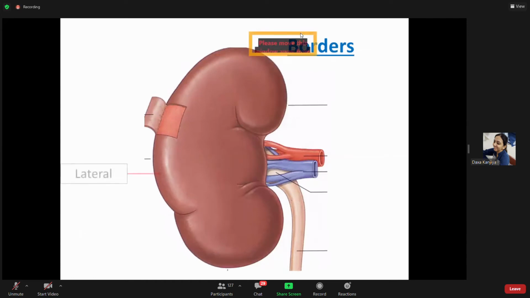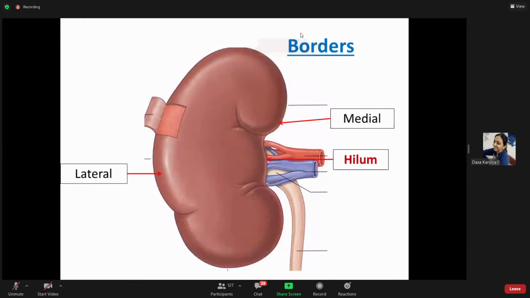Now it has two borders. Lateral border is convex outside, as here you can see. Medial border is convex in the upper part and in the lower part, but it is concave in the middle part. So this concave middle part of the medial border is called the hilum of the kidney, through which various structures will enter into the kidney or certain structures exit from the kidney.